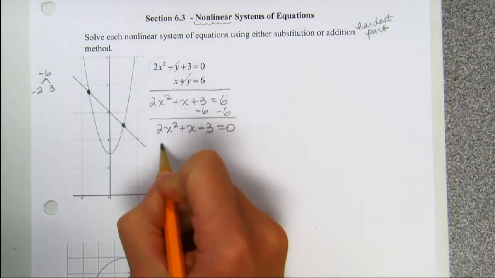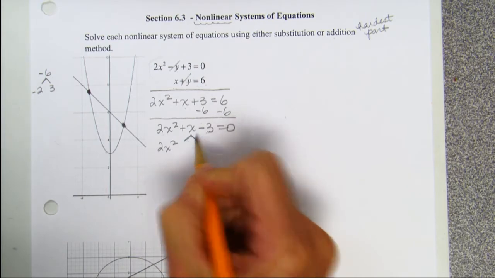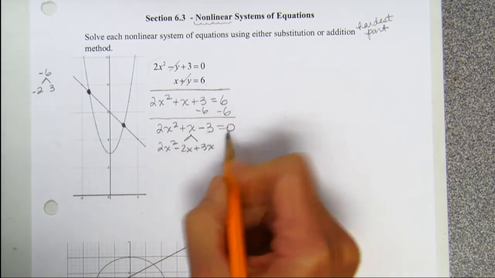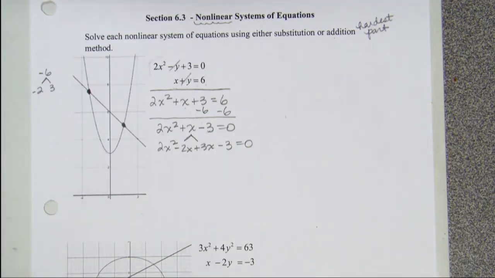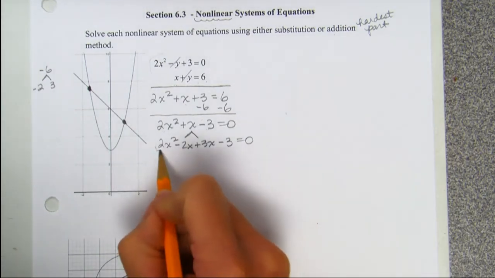So I'm going to bring down my 2x squared. I'm going to split the middle term into minus 2x plus 3x. I'm going to bring down my minus 3 and my equals 0. All right, we've got 4 terms.